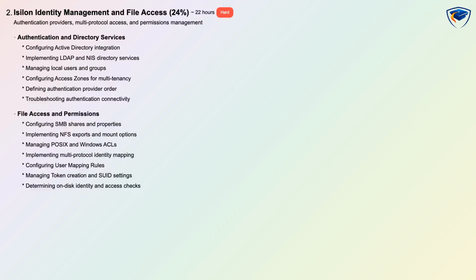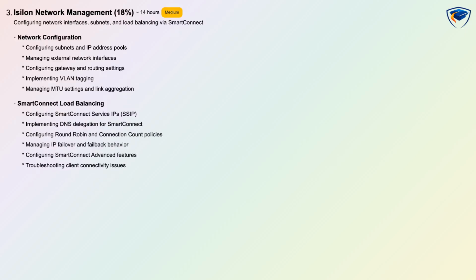access issues. ISIL Network Management carries 18% of the exam weight, is medium difficulty with 14 estimated learning hours, and includes both conceptual and scenario-based assessment. You will configure subnets and IP address pools, manage external network interfaces, and set gateway, routing, VLAN tagging, MTU, and link aggregation settings to build a robust network foundation.